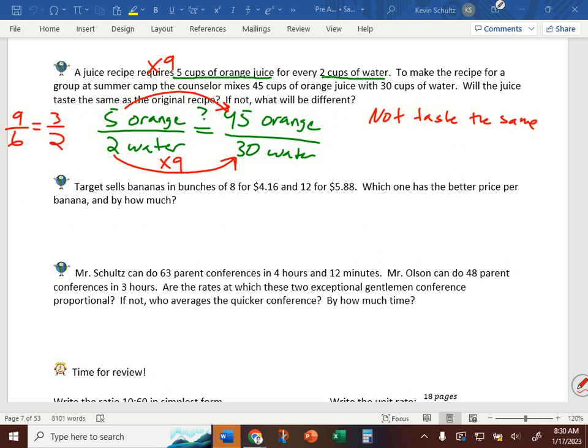What will be different? If they were proportional, this should be 18 cups. It's not. It's 30. So is this going to taste more orangey, or is it going to be more watery? Gregory? More watery, right? He added more cups of water than he should have to make it taste the same. Because that number of cups of water is higher, it's going to be more watery.